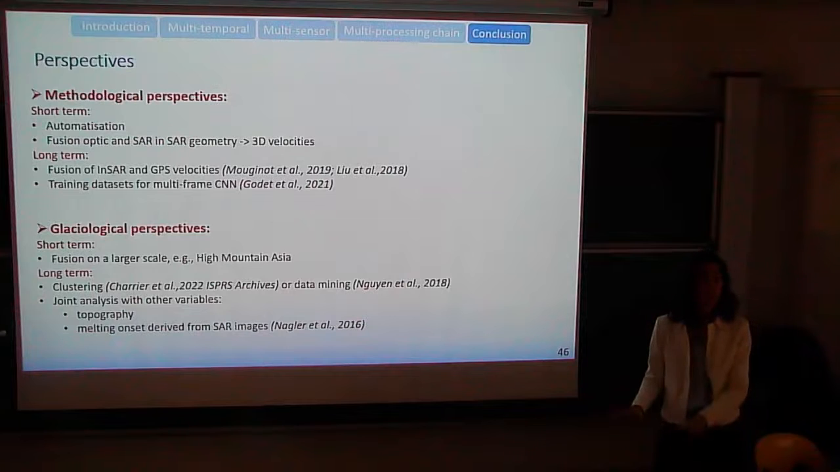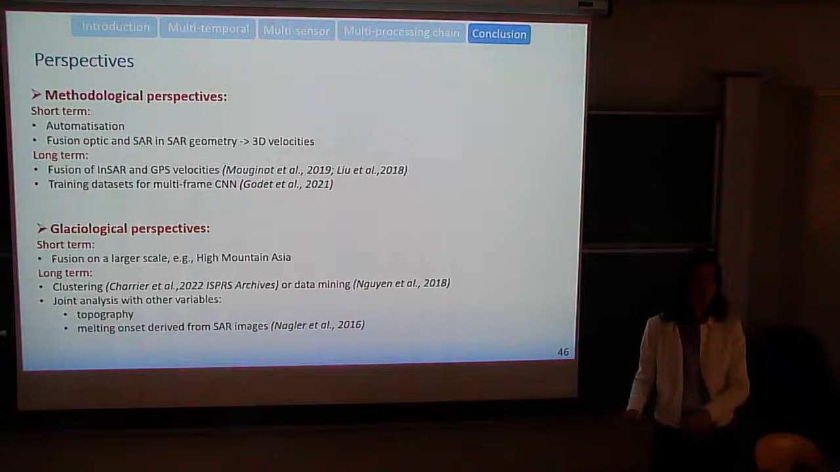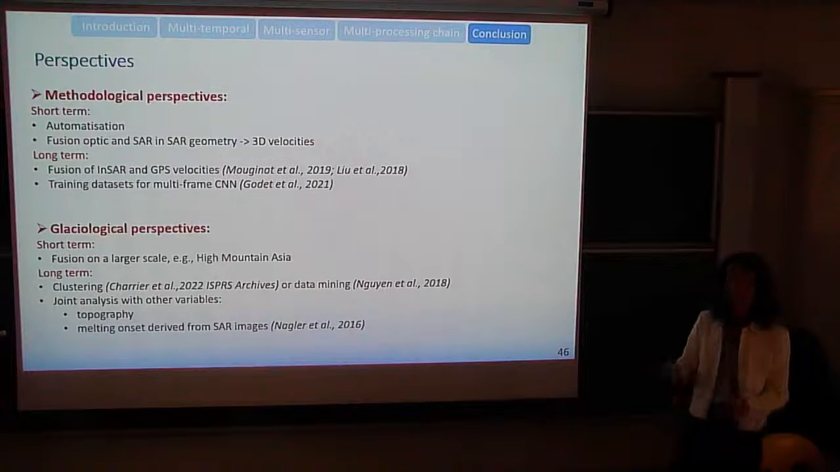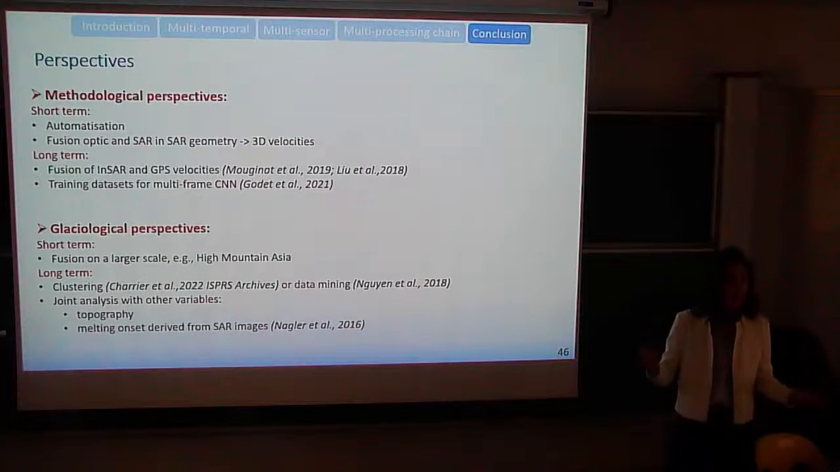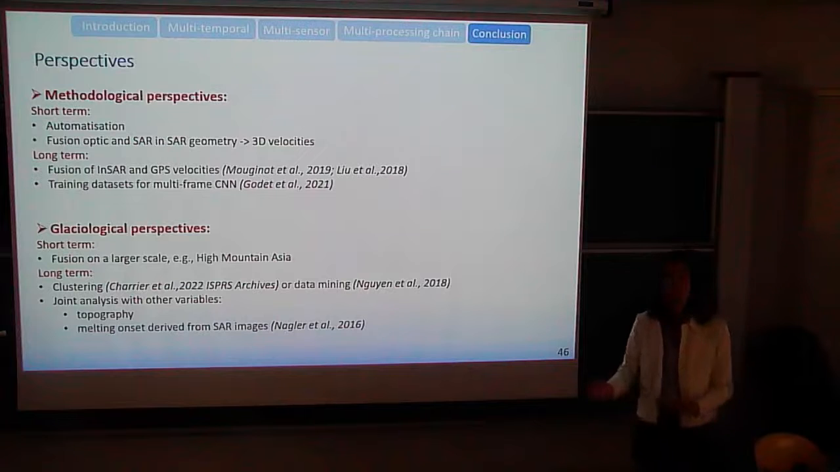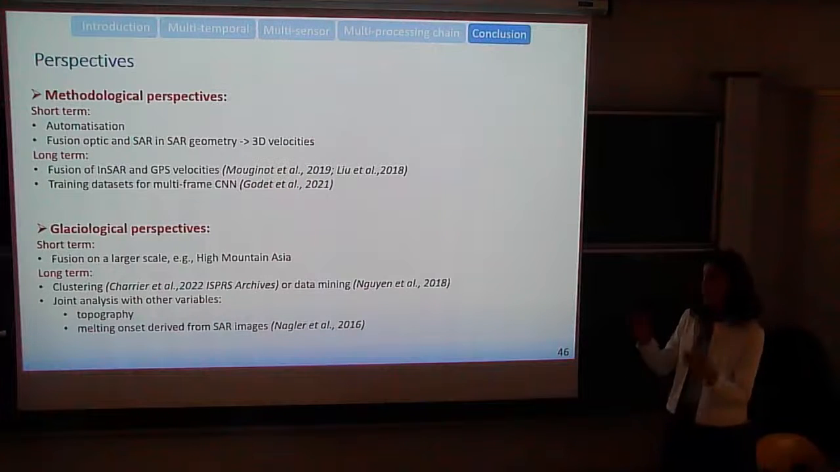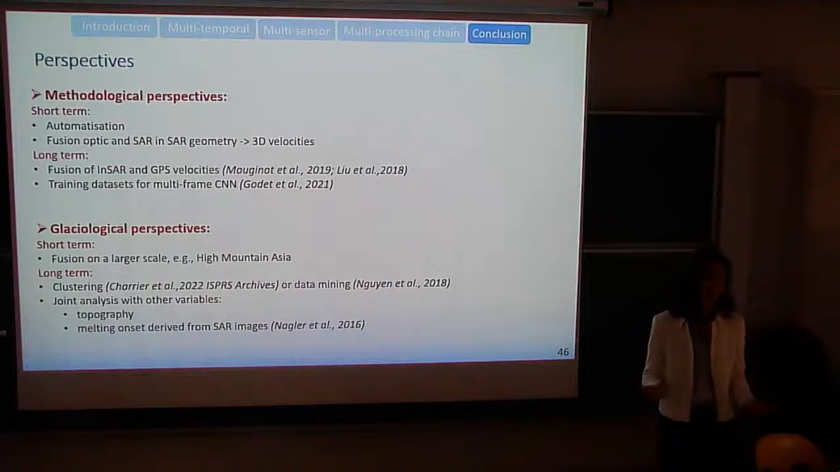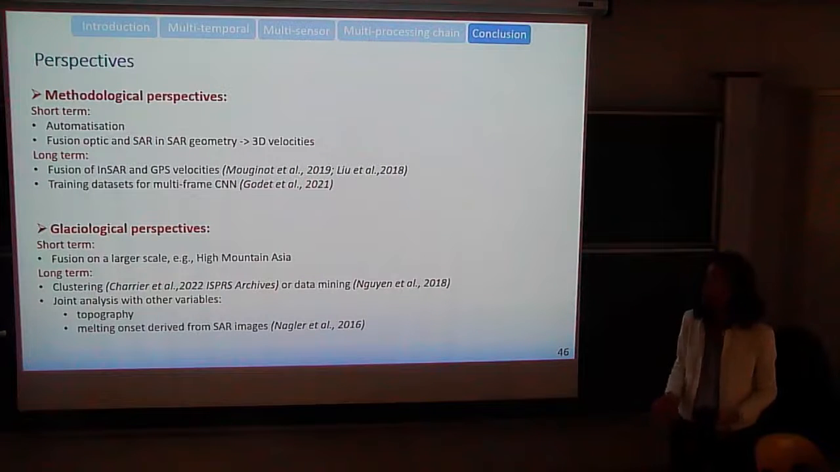We can go also on a longer term to the fusion of a global dataset of velocities. Here it was only based on image correlation, but it can also be computed using InSAR or GPS measurements. And here are some papers which can be interesting to go in this direction. We can also use the fusion results as a training dataset for especially multi-frame convolutional neural networks. Here's a paper which can be interesting.